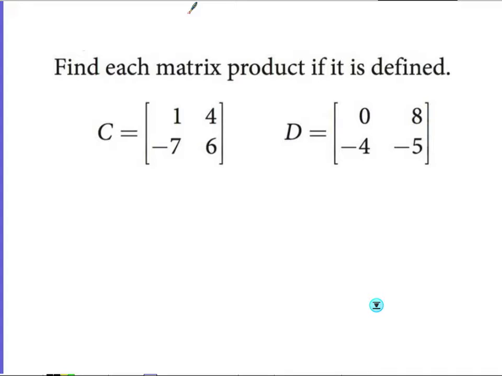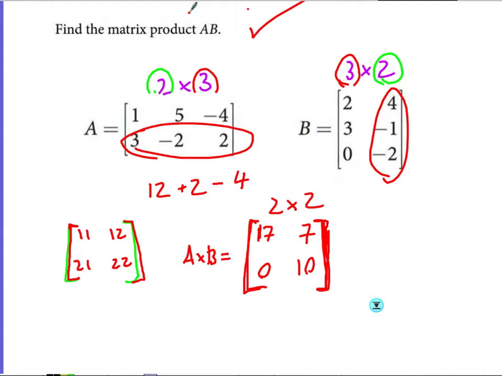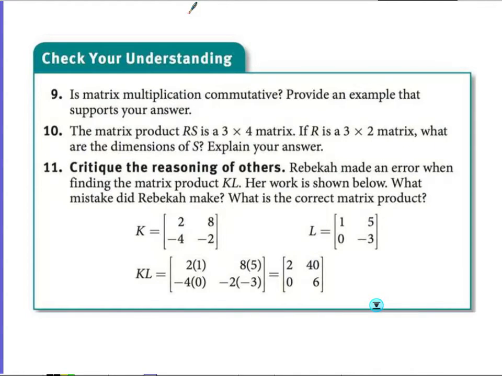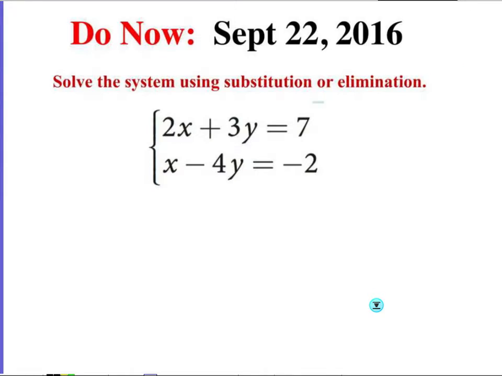And of course I gave you some more practice problems in section 3-3. And I also had you do these questions. Okay. Now we're ready for lesson 3-4.